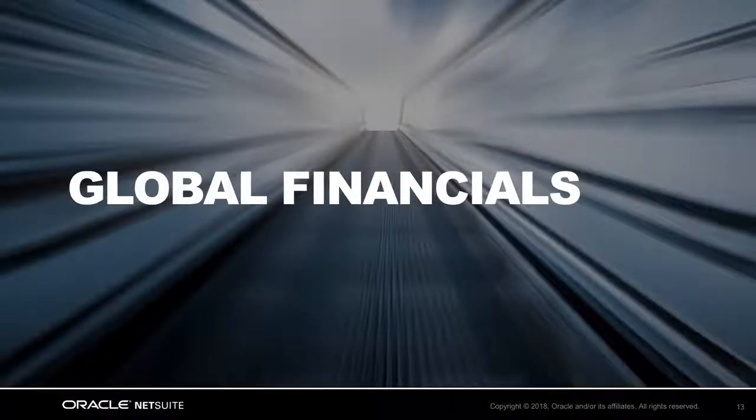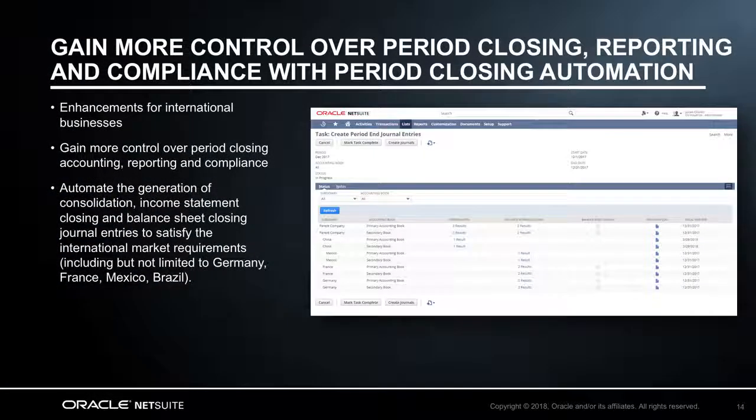Here are the global financials highlights for Core NetSuite ERP. In the 18.2 release, NetSuite has provided further enhancements for international businesses. You can now automate the generation of consolidation, income statement closing, and balance sheet closing journal entries to satisfy the international market requirements, including, but not limited to Germany, France, Mexico, and Brazil.